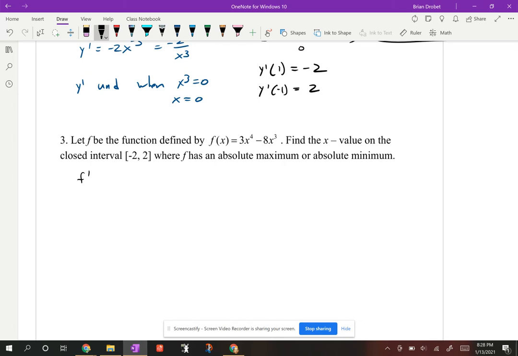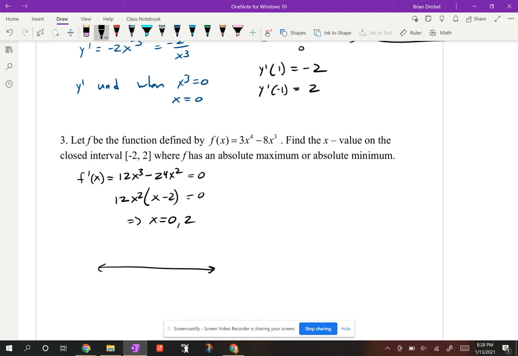So I want to find absolute maximum and absolute minimum. So once again, I'm going to start by taking the derivative. 12x cubed minus 24x squared. This will never be undefined, but it will equal 0. So set that equal to 0. I can factor out a 12x squared, which will leave behind an x minus 2. Setting that equal to 0, resulting in two different x values, 0 and 2. So I'm going to plot that on my number line.